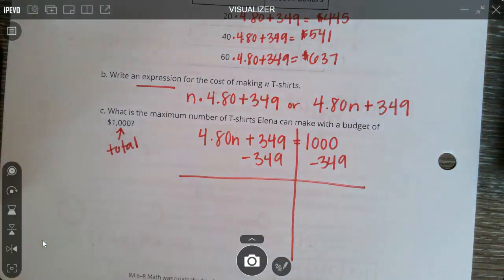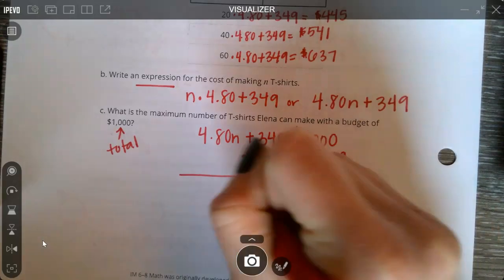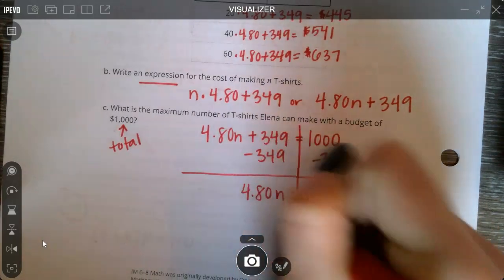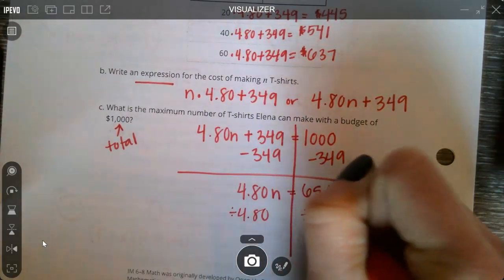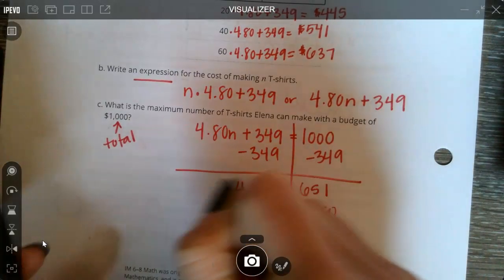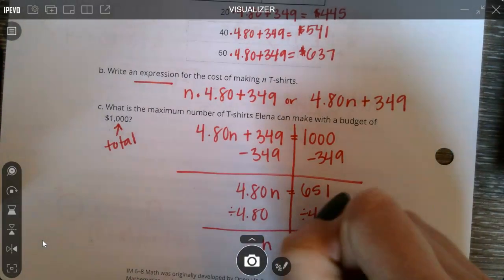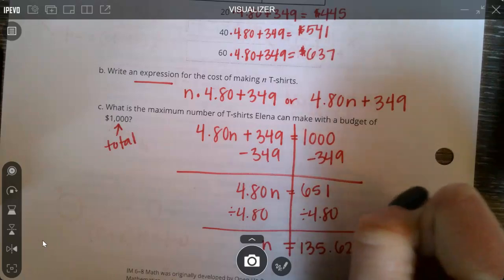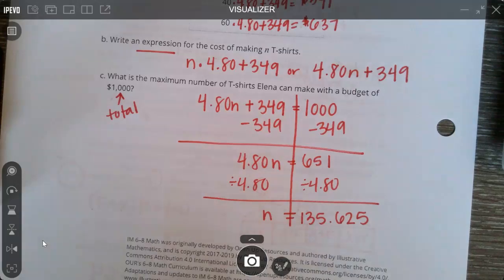Okay, in my calculator, 1,000 minus 349. So 651 is equal to 4.80n. Well, I see multiplication, that means I do division. Draw my line. My number of shirts is going to be 135.625. Now, you got credit if you wrote this down, but you need to think realistically in this story.